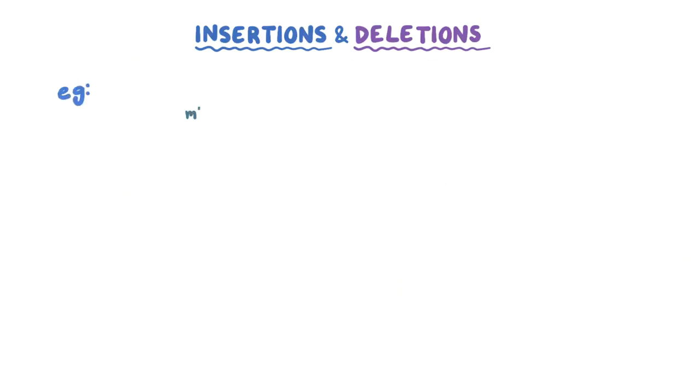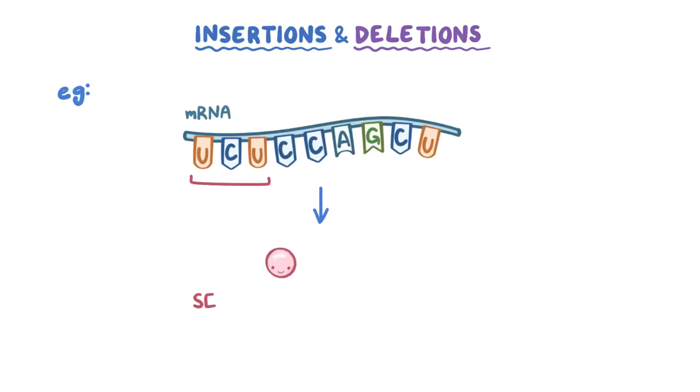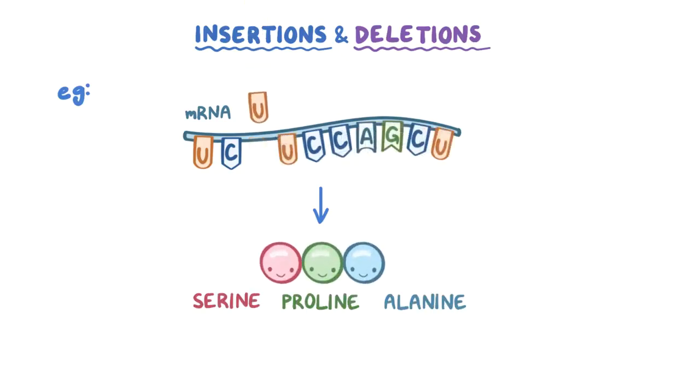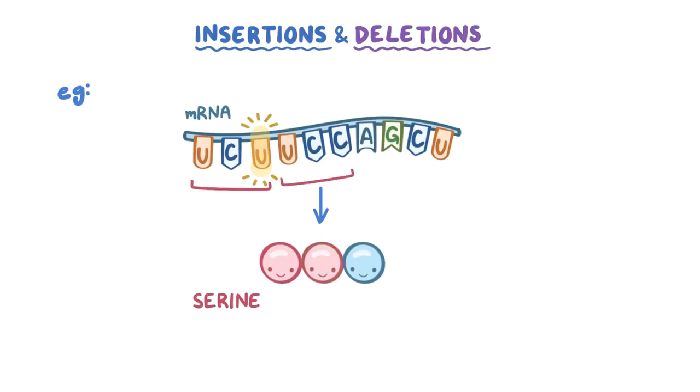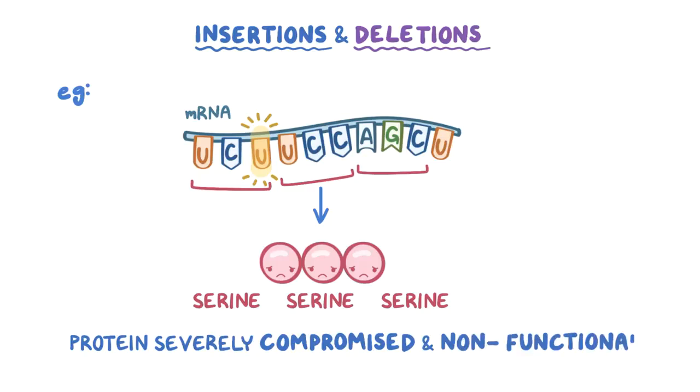For example, the mRNA sequence UCU, CCA, GCU codes for the sequence of amino acids serine, proline, alanine. If we add a U in the third place, the resulting sequence is UCU, UCC, AGC, U, which codes for the amino acid sequence serine, serine, serine. So the amino acid sequence, and in turn, the resulting protein, is severely compromised and non-functional.